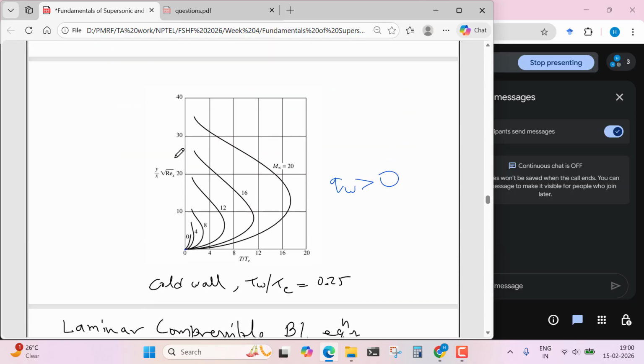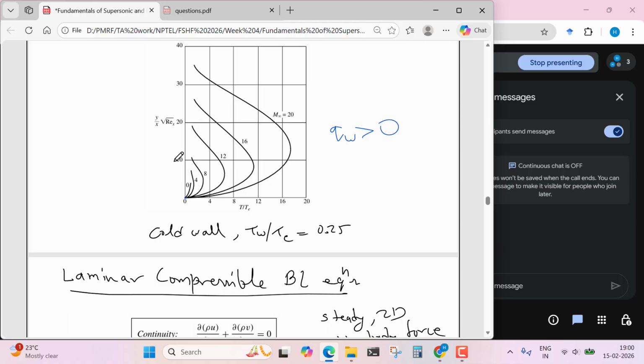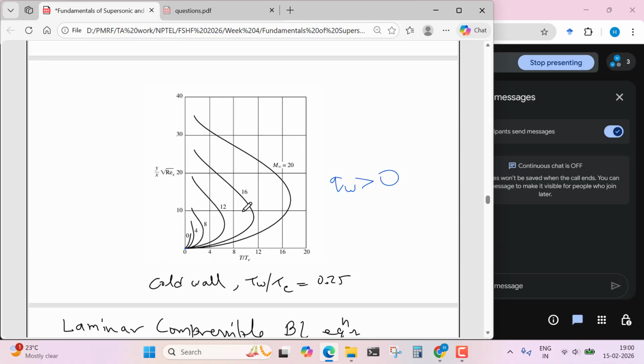We will see one plot also for the cold wall. This is between temperature and normal distance. You can see that the temperature is high in the middle, somewhere in the boundary layer. So the heat transfer will always happen towards the wall. That's why QW is always greater than 0.